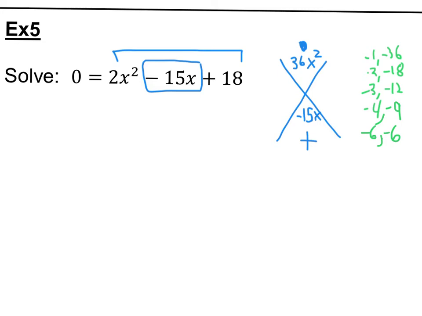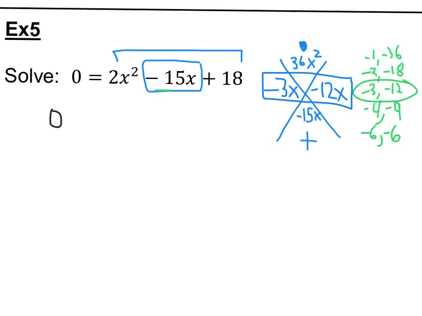So I'm looking at all the factors of 36. Both are going to be negatives, and I'm looking at the pair that adds to get this negative 15. The pair that adds to get negative 15 is negative 3 and negative 12. So we'll put that here, negative 3x and negative 12x. You can either write it as negative 12x first or negative 3x first. Now we are ready to split the middle term. So we've just done our crisscross. Now we're going to split the middle term.